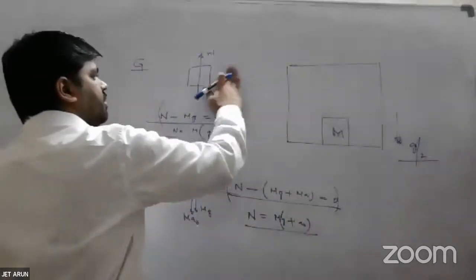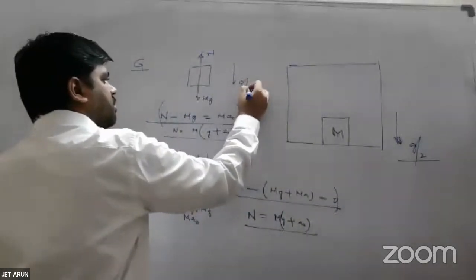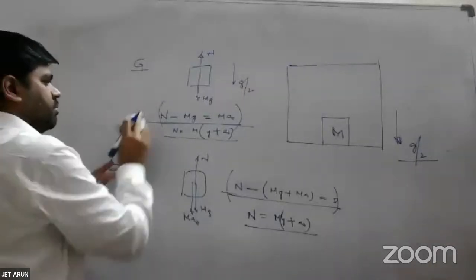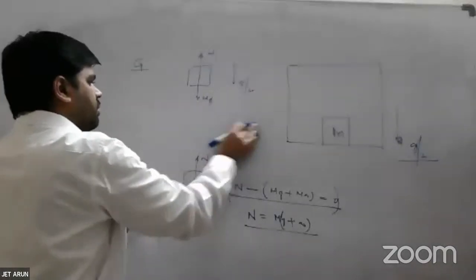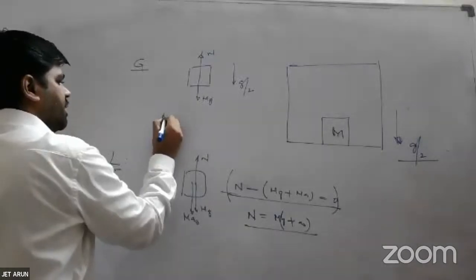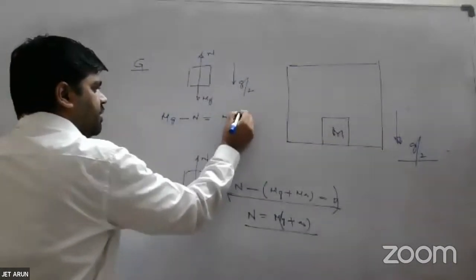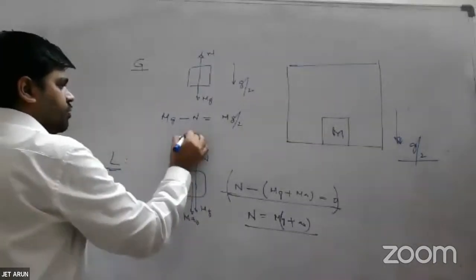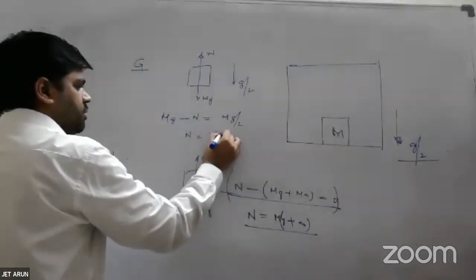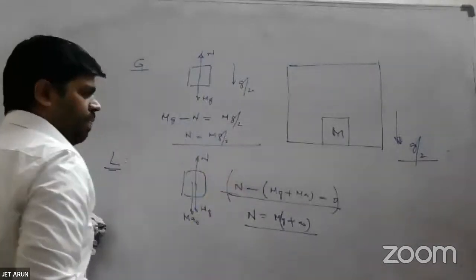Here there will be g by 2. So I'll have mg minus normal reaction is equal to m into g by 2. So normal reaction is equal to mg by 2.